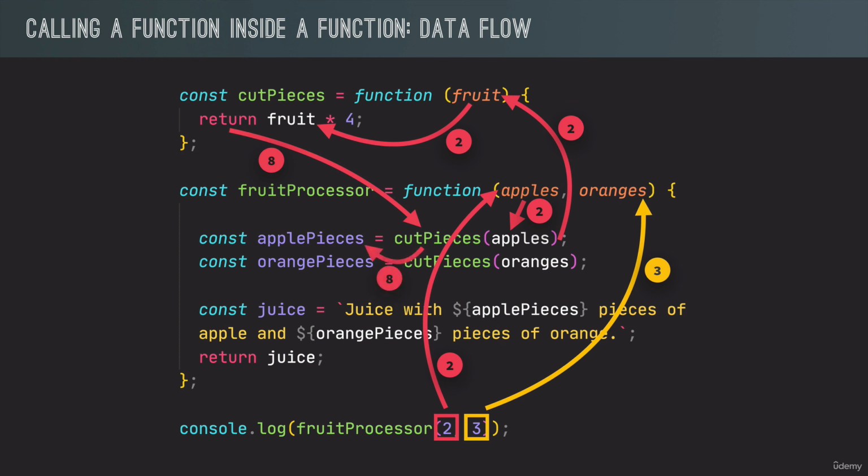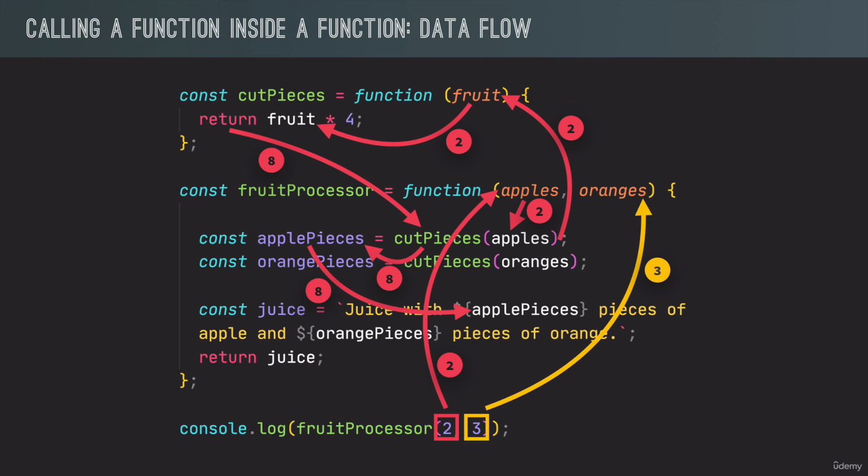And so that's the value that we then store into the apple pieces variable. And from there, we will then build this juice string that we have down here. Okay? So take a moment and analyze exactly how the data flows from one function to another, because I know that it can be a little bit confusing, especially calling the cut pieces function here without a tangible number. So we're calling cut pieces here not with an actual number that we wrote ourselves, like 2 or 3, but really with the argument that we received into fruit processor. So that can be a little bit confusing, so take a second to understand exactly what happens here.